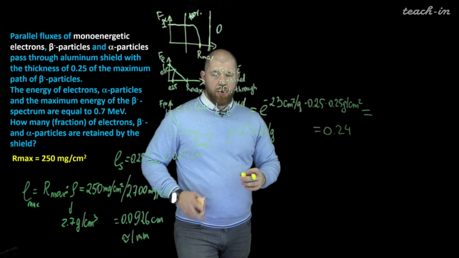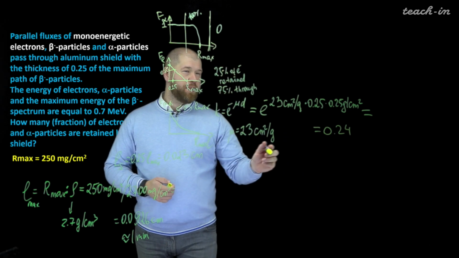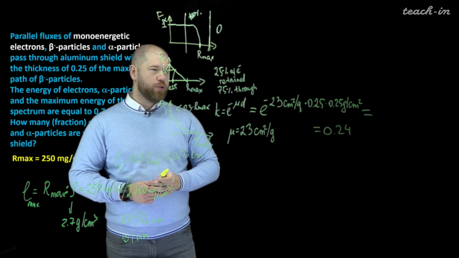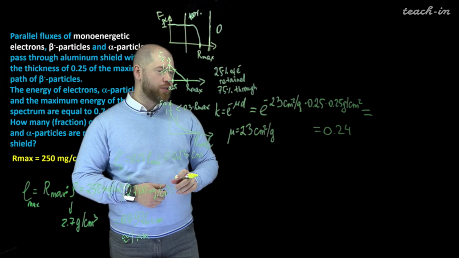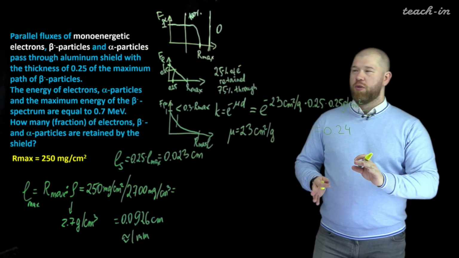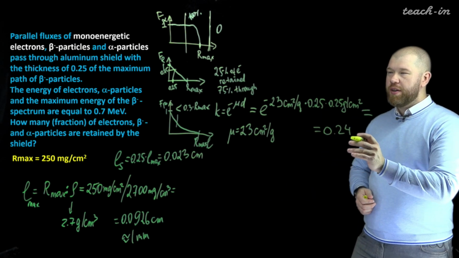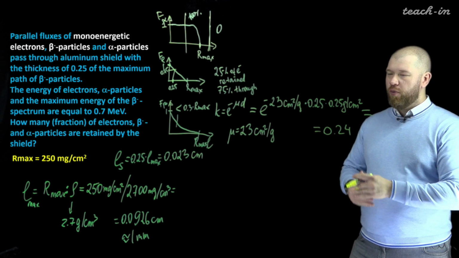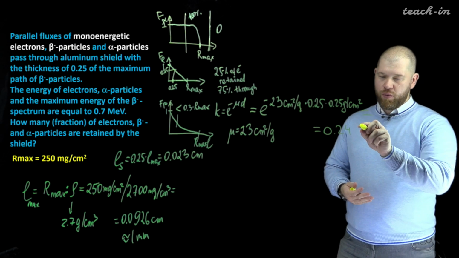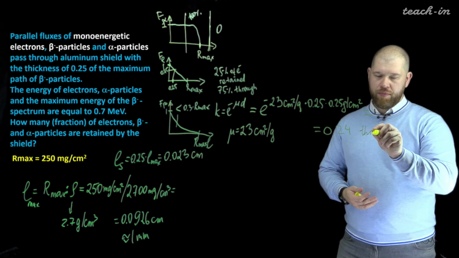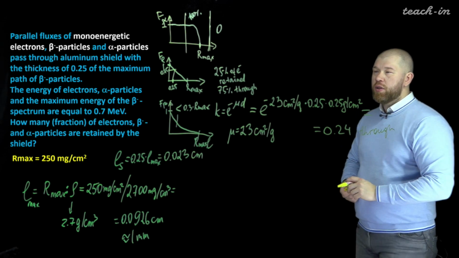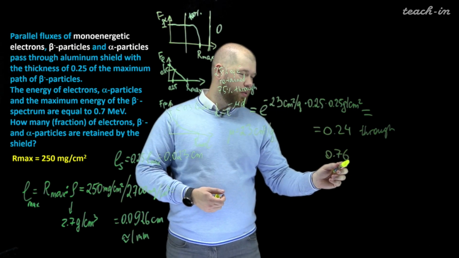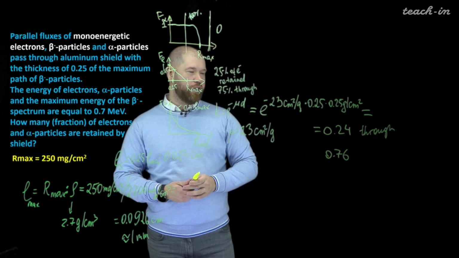This value, as you can see, is different from the values obtained for monoenergetic electrons. In this case, for beta particles, only 24% of all the beta particles will go through the screen. That means that 0.76 will be stopped by the screen.